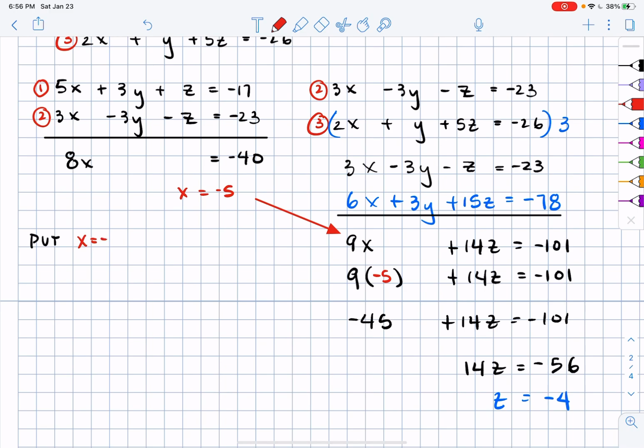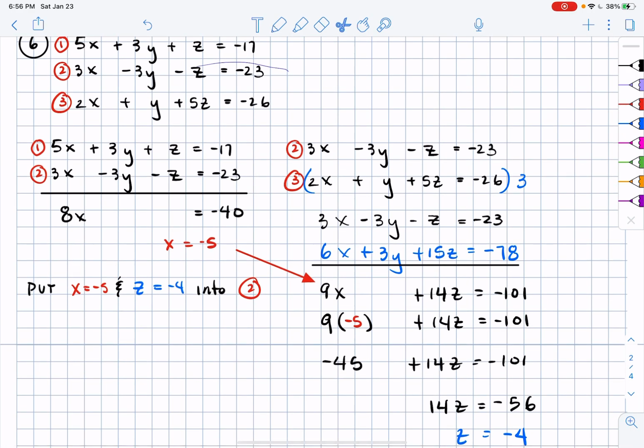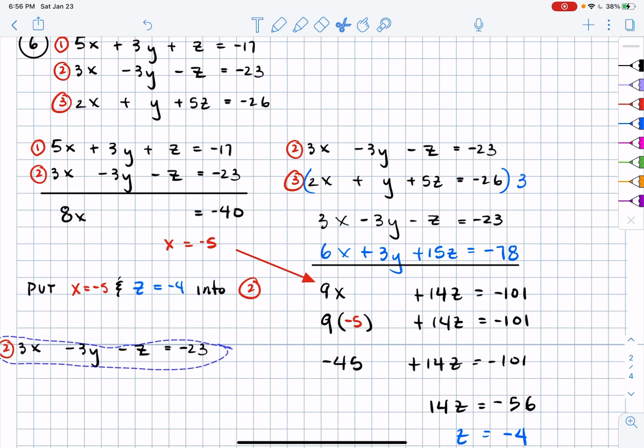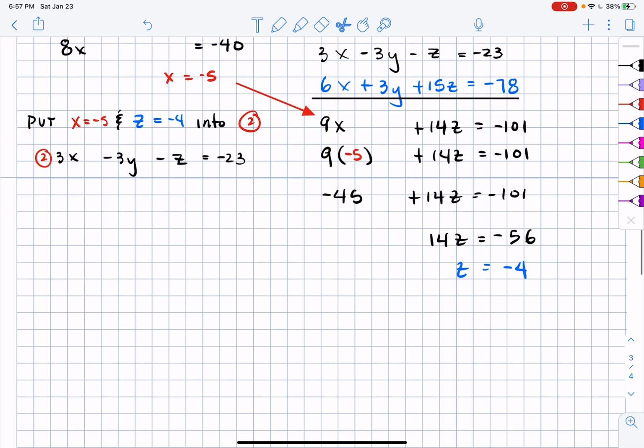So I'm going to put x equals negative 5 and z equals negative 4 into equation 2. Let's get equation 2 down here. Now, why did I do 2? No real reason. I just figured I'd make a choice, make a decision, right?